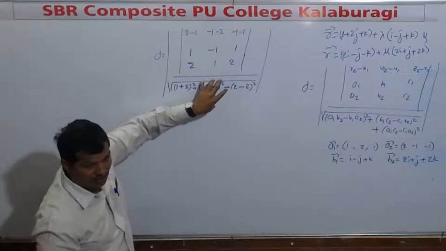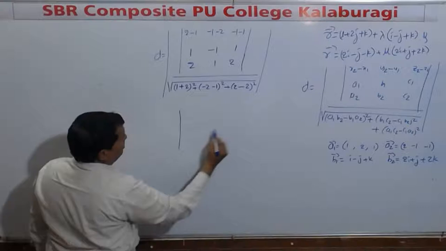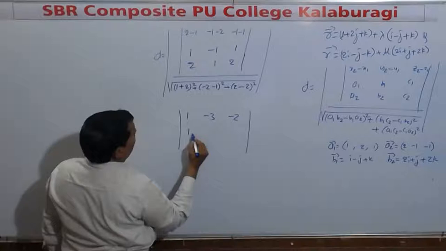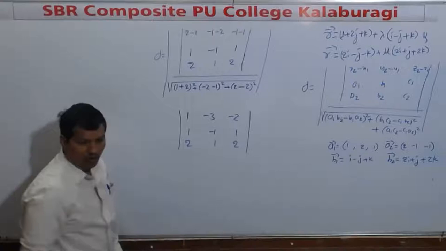See, first I want to take this determinant. See, how to evaluate it. 2 minus 1, 1. Minus 1 minus 2, minus 3. Minus 1 minus 1, minus 2, 1. Minus 1, 1, 2. 1, 2. Okay. As you know, already how to evaluate the determinant along the first row.